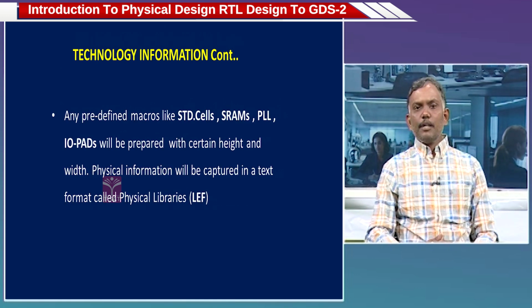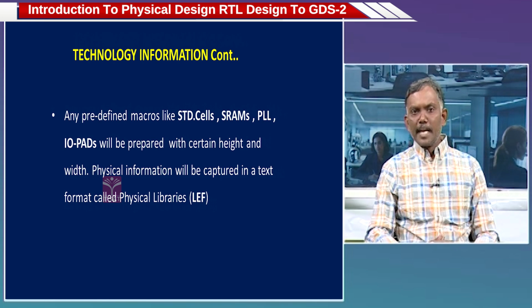Next one is the predefined cells, like standard cells. The analog team prepared these standard cells and SRAMs, PLL and I/O pads, for a given width and height. They target all these cells for a given area by choosing different width and height values.